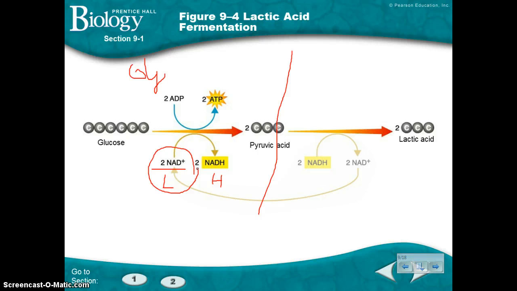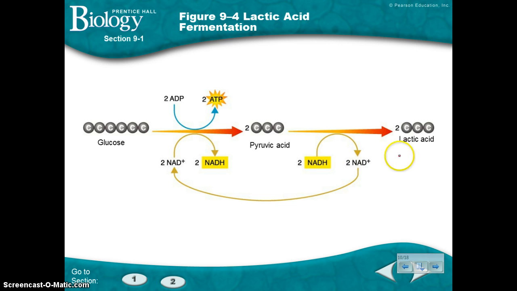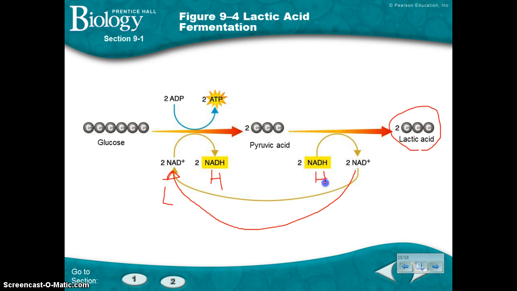And to sort of recycle them or regenerate more, the second half of this reaction happens, where the pyruvic acid gets changed into lactic acid. It turns 2 of these high energy molecules back into low energy molecules so that the cell can continue doing glycolysis. So again, we've talked about low energy molecules, high energy molecules, use that energy over here to produce the lactic acid, which again turns these into low energy molecules to be recycled.